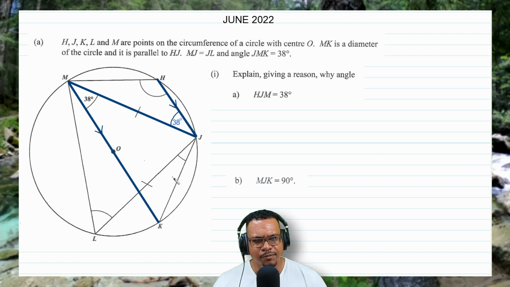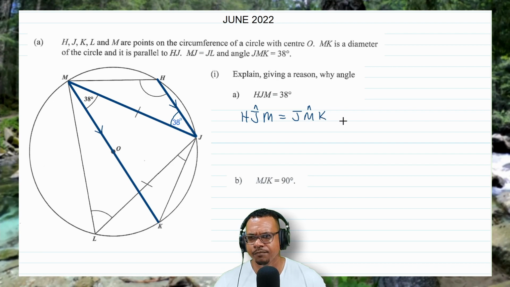All right, so for my statement, what I'm going to say is angle HJM is equal to angle JMK. So this is angle JMK here. All right, so angle HJM is equal to angle JMK, which is equal to 38 degrees. And my reason would be alternate angles are equal. So I'll just write alternate angles.